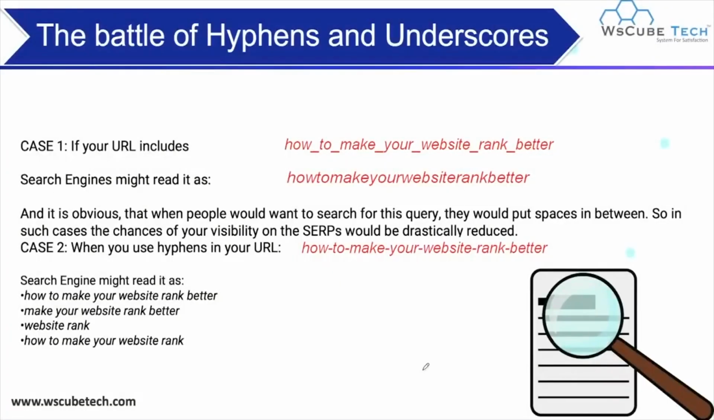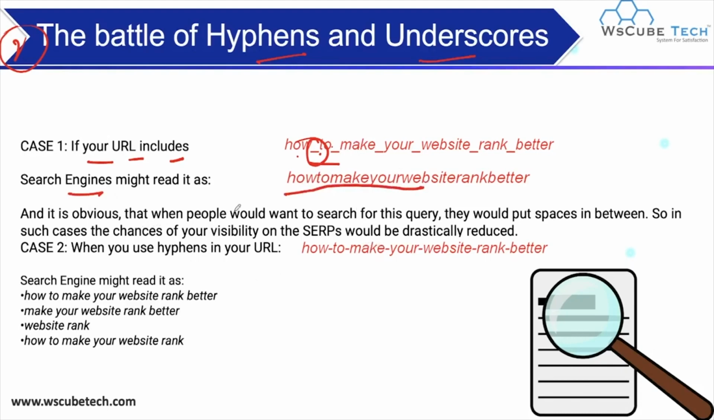After this, next we have the battle of hyphens and underscores. Google always prefers hyphens over underscores. When it comes to URL structure, its bots are not programmed to treat underscores as word separators. So underscores are neither SEO friendly nor user friendly. Let's look at the example. If you are using underscores, like how_to_make, your search engine reads it as howtomake your website, without any spacing.